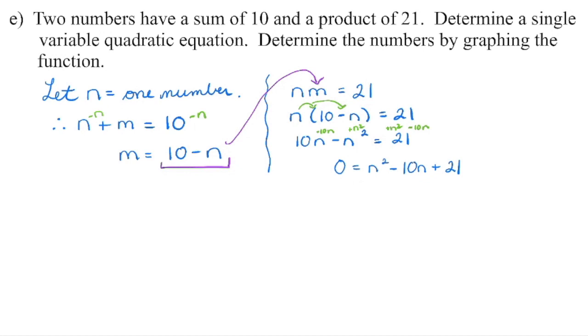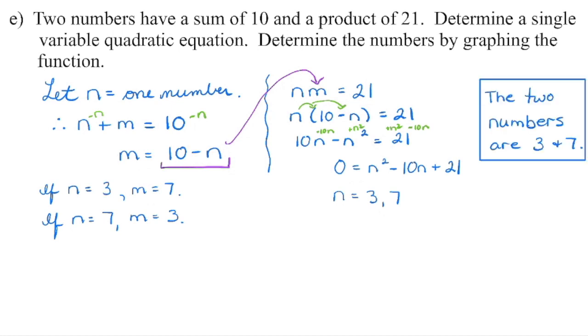I'm going to now graph it and get two x-intercepts, or in this case, n-intercepts. And now we need to interpret this solution. So if n represents one number, then m, our second number, is going to be 10 minus n. So the first number we have is 3. If n is 3, 10 minus 3 gives me an m value of 7. If n happens to be 7, then m is going to be 10 minus 7, 3. So in either case, the two numbers we end up with are going to be 3 and 7.